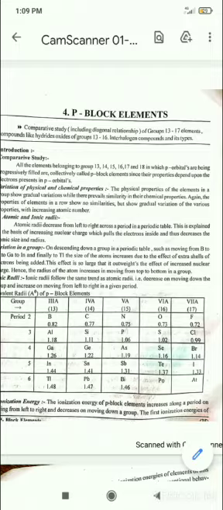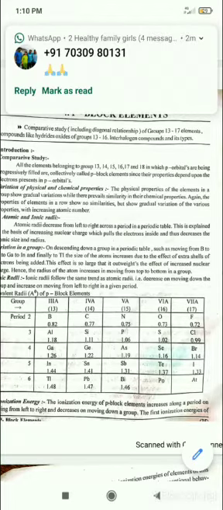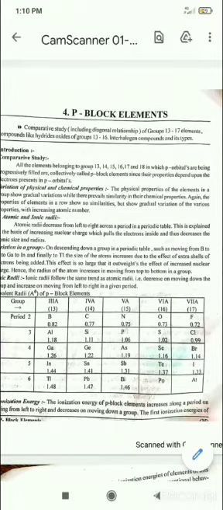Indium, tin, antimony, tellurium, iodine. This is the fifth period. That is indium, tin, antimony, tellurium and iodine. The last one is thallium, lead, bismuth, polonium and astatine. You must know the names from left to right before going to the atomic and ionic radii.